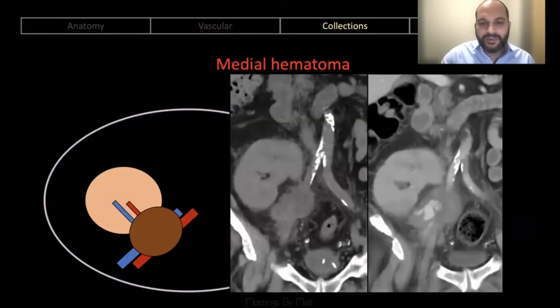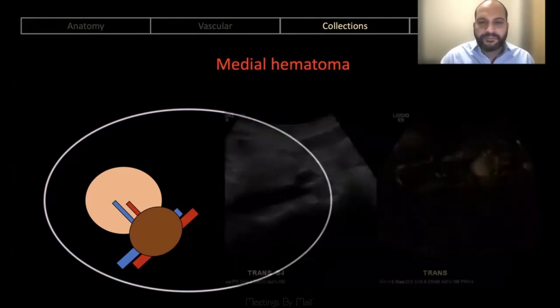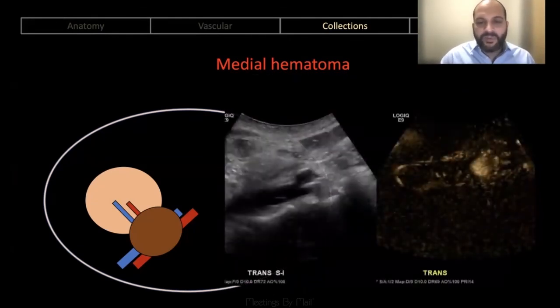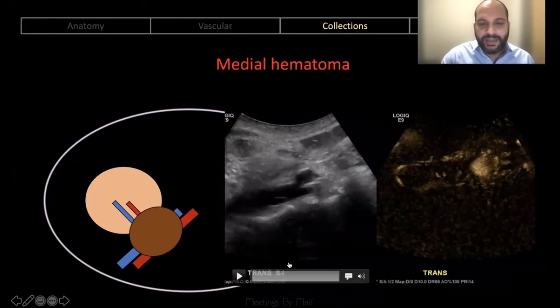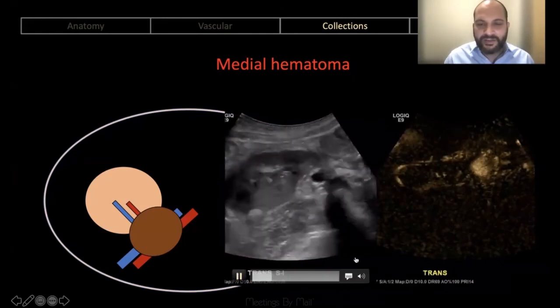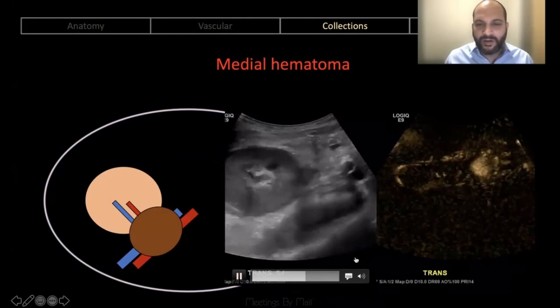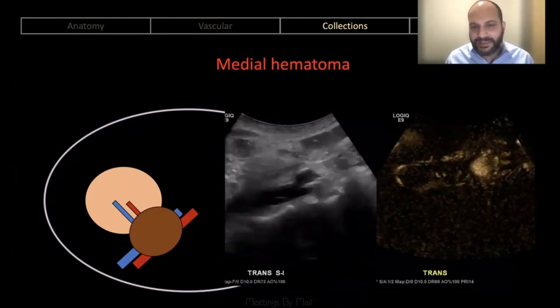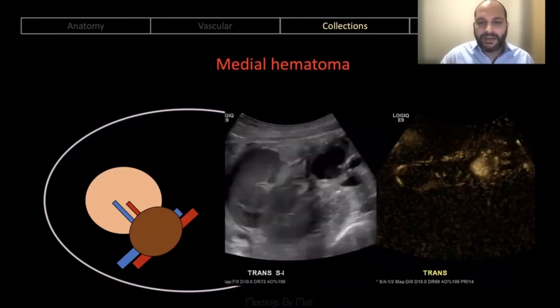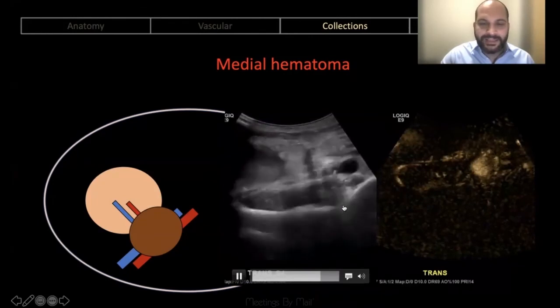Here's another example of a medial hematoma that, when you give contrast, you can see there are multiple pseudoaneurysms within this patient, and this patient ended up losing the kidney graft. So it's important when we see a medial collection that we evaluate the vasculature really well with ultrasound as best as possible. And if we can't see something, maybe suggest that a CT be done.